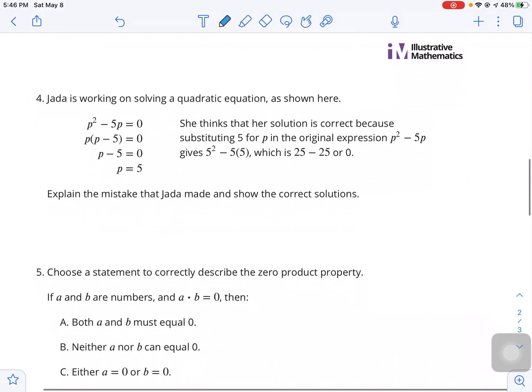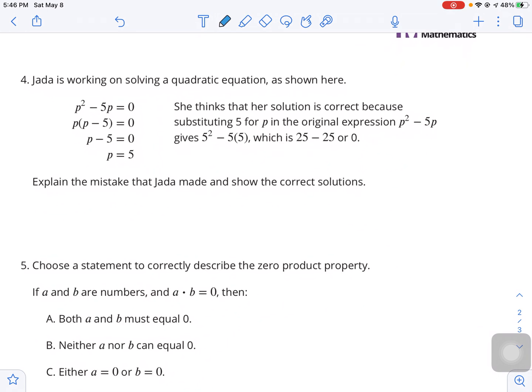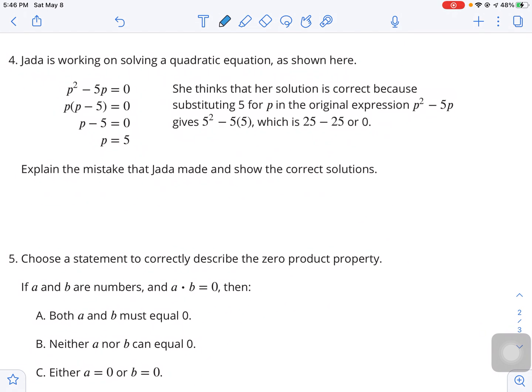All right, number 4. Jada is working on solving a quadratic equation as shown here. And she thinks that her solution is correct because substituting 5 for p in the original expression gives 0. 25 minus 25. She's correct, but she made a mistake because she forgot to set this factor equal to 0. So p could be 0 also. That would also give you 0 when you multiply. So p equals 0 or p equals 5.